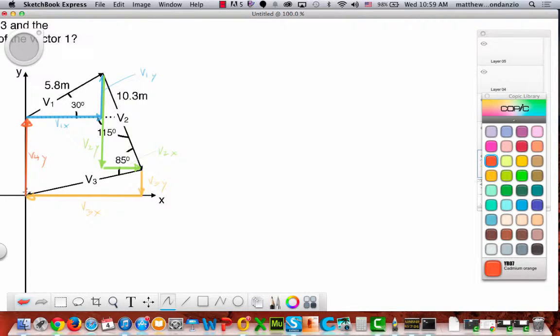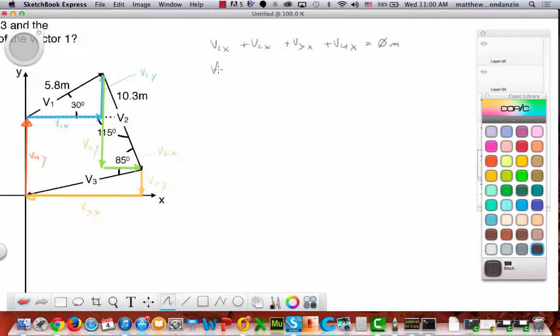So to set this up, I have V1x plus V2x plus V3x plus V4x. Because I end where I begin, V4x is going to be what value, ultimately? 0. I'm putting it in just to be clear. They're going to add up to 0, because V1x is positive, V2x is positive, and V3x is negative. When I add them all together, I get 0 meters.